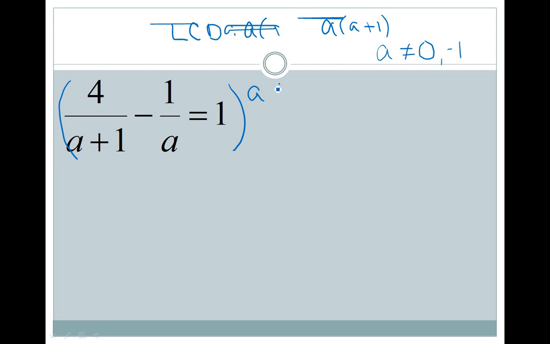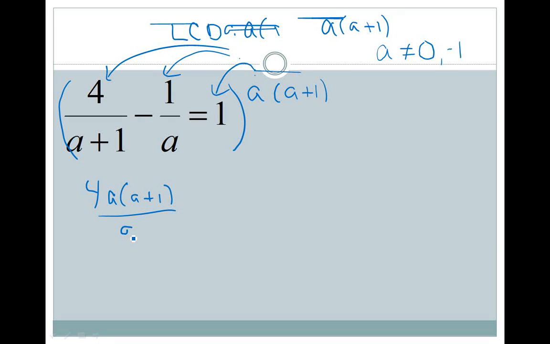All right, so we are going to multiply through by our LCD. Here's what's going to happen. This term goes here, here, and here. Remember, it has to go to everything. So that's now 4a times a plus 1 over a plus 1. And then this is now a times a plus 1 over a equals now an a and an a plus 1.